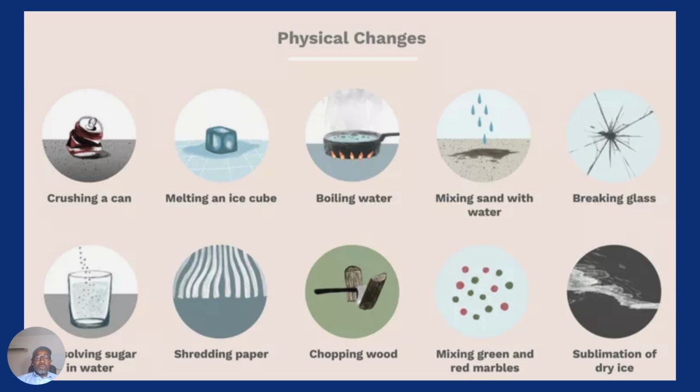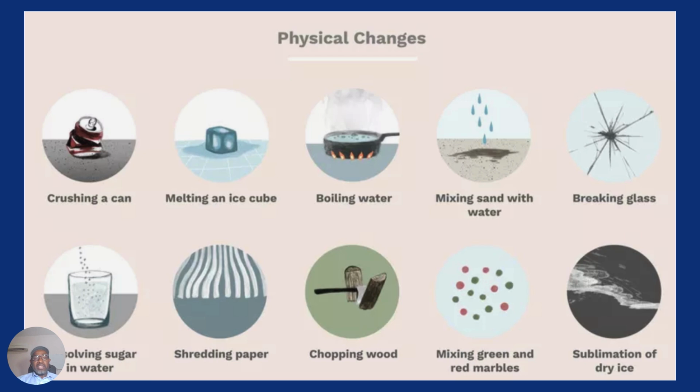All right, next we're going to talk about physical change. There are different kinds of changes that we see. We have physical change, we have chemical change. Now, this is physical change. An example of physical change is when you crush a can. When you crush the can, it's a physical change. You get it? You can actually bring it back again. You can straighten the can again.